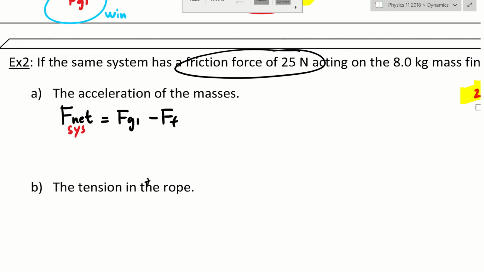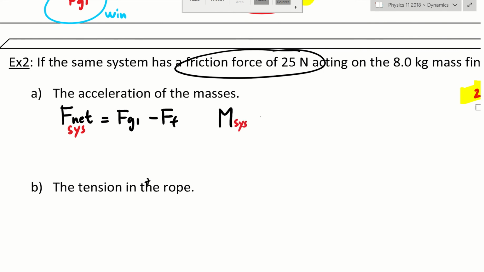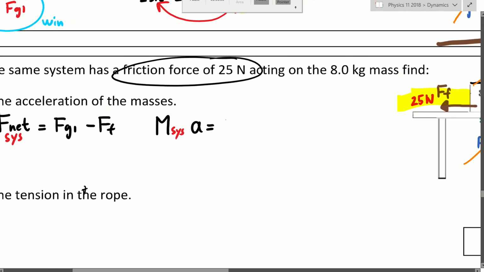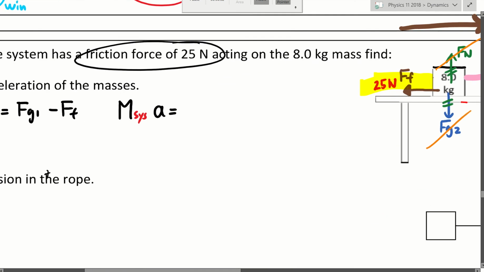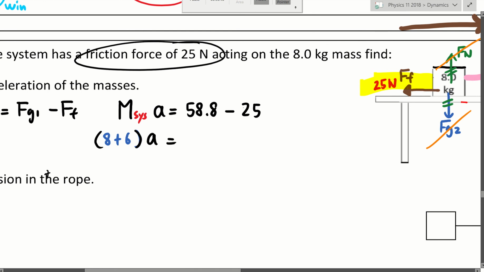Now we're going to write down our system net force, which is equal to system mass times acceleration, equal to Fg1 minus friction. The Fg1 is 58.8. Friction is 25. So let that side subtract. On the other side, we have 8 kilograms plus 6 kilograms, which is the mass of the entire system, multiplied by acceleration. Subtract this side, which is 33.8.